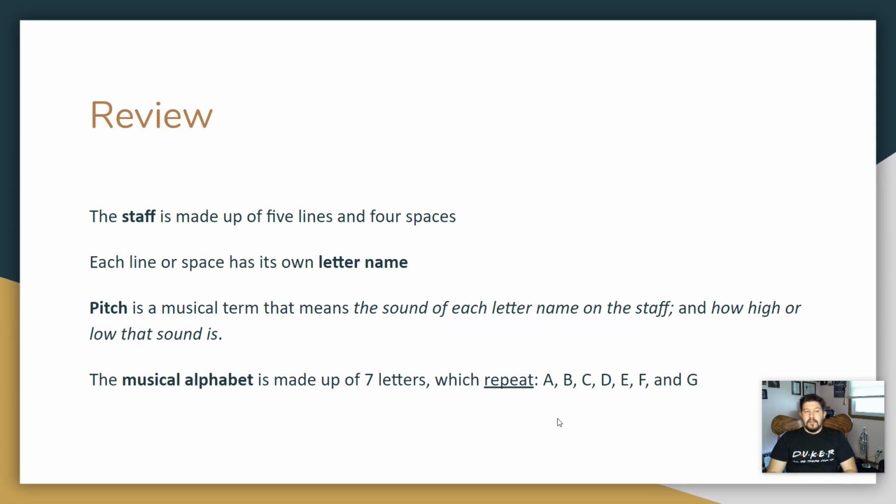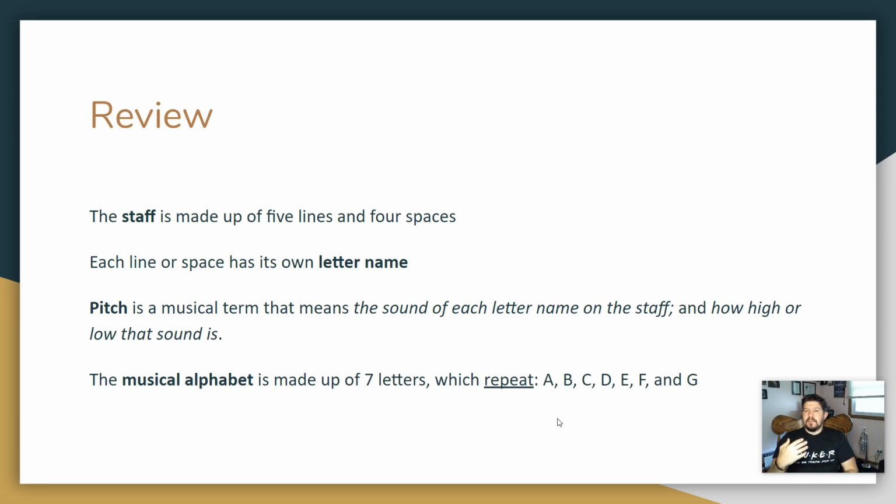The musical alphabet, which we spoke about a little bit here, is made up of 7 letters which repeat. Those 7 letters, remember, are A, B, C, D, E, F, and G. When we get to the end of the musical alphabet, we repeat over again.